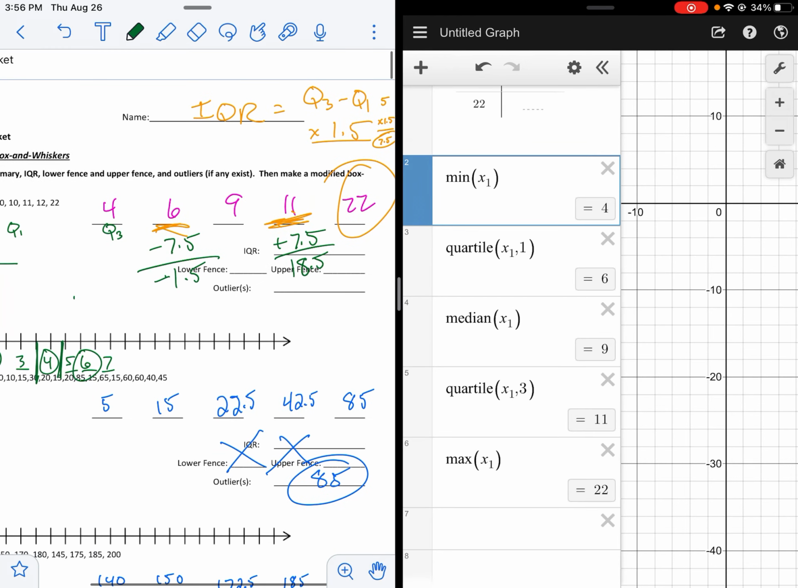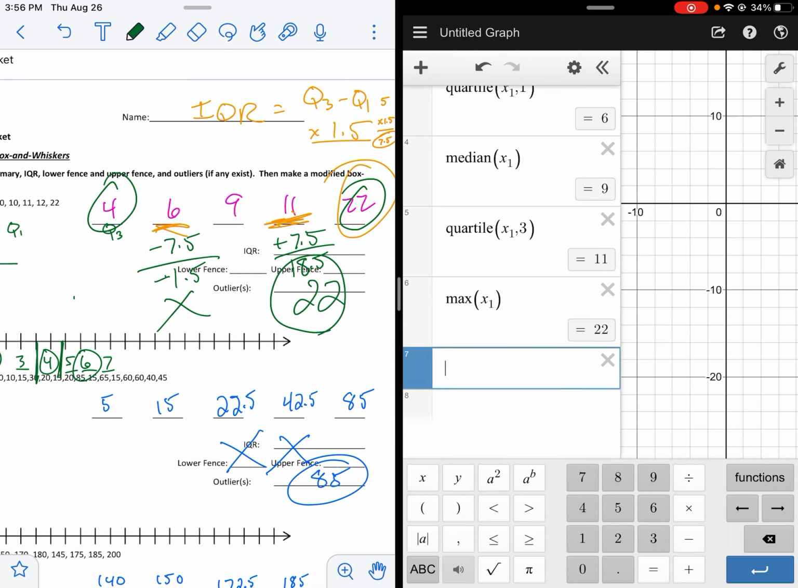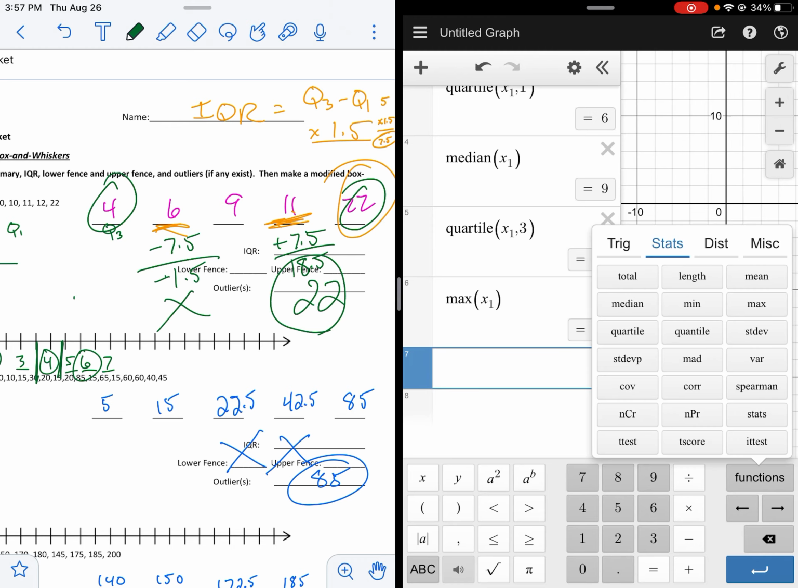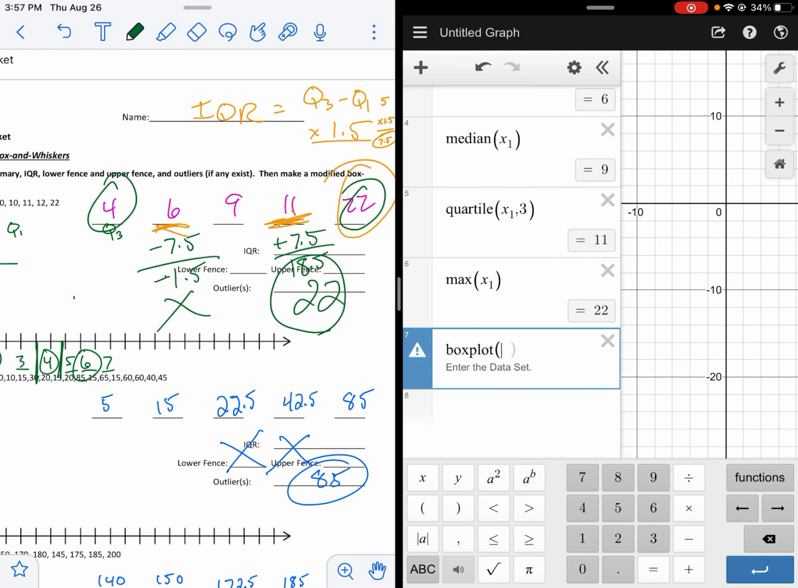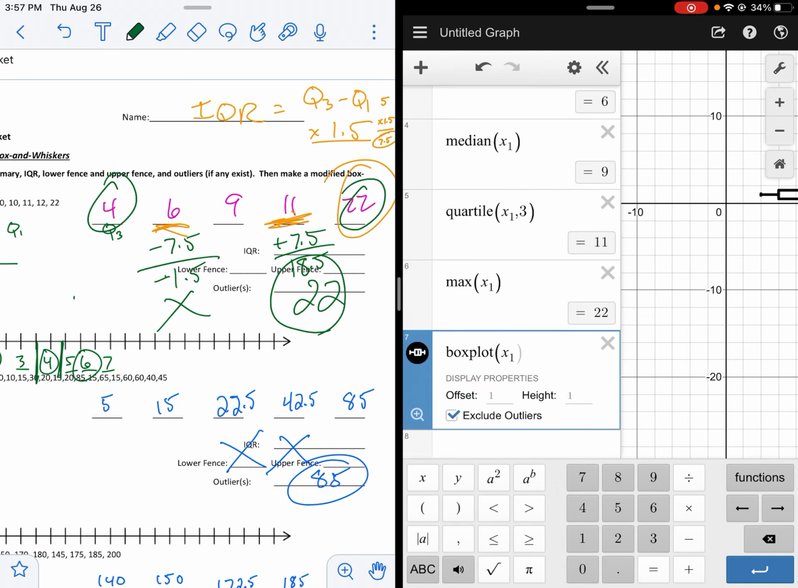So what I'm asking myself is, is there a number lower than negative 1.5? The lowest number is 4, so no. Now, 18.5, is there a number bigger than 18.5? Yes, 22. So that's how you do that, but the calculator will do it for you. If you go to functions, you go to distribute, D-I-S-T, box plot, and then you type in X1 again. Make sure that exclude outliers is checked. You might want to hit pause, because I know I'm going kind of fast.